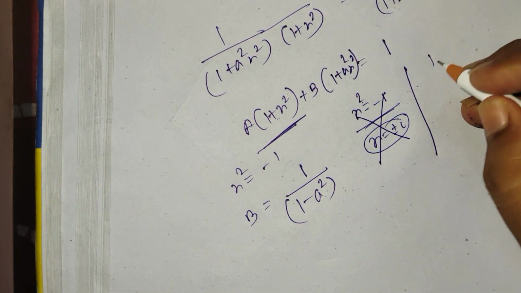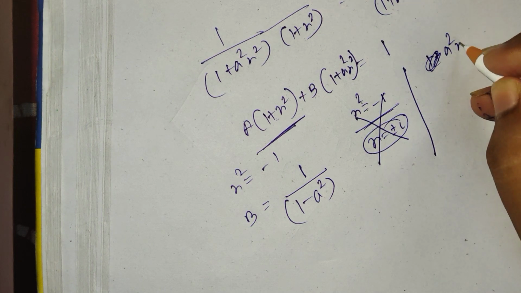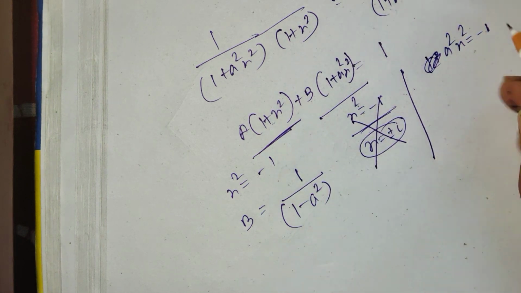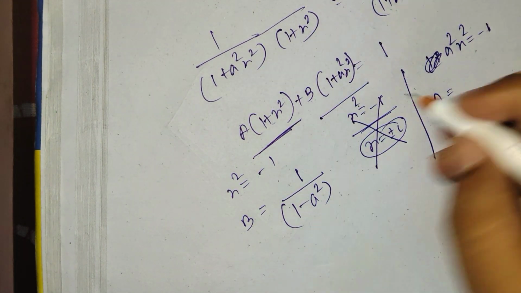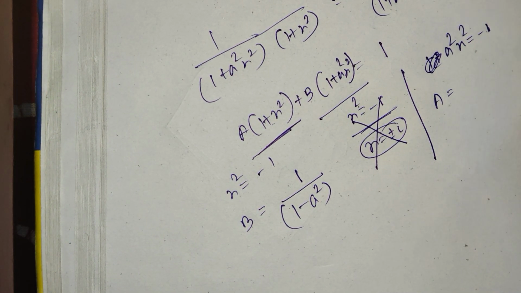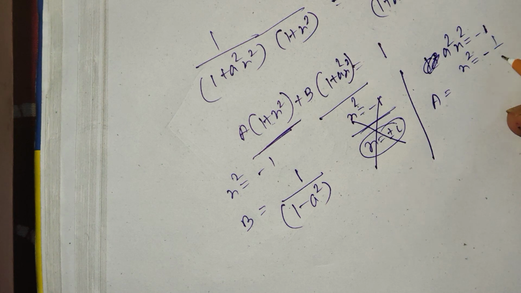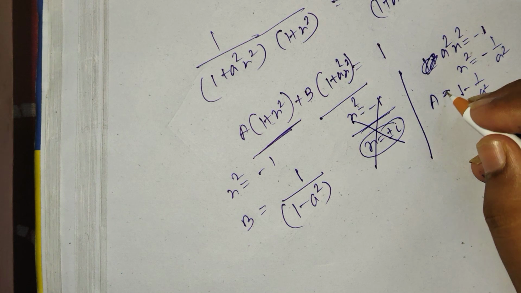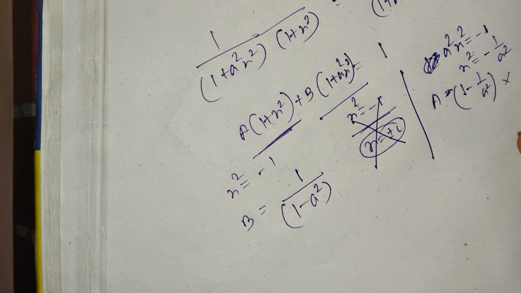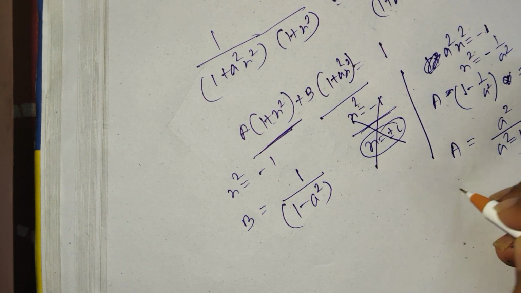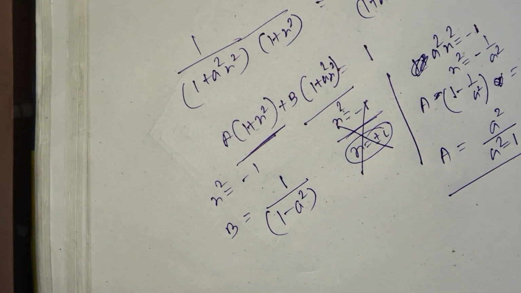And again, if we put 1 plus a square x square equals 0, then the value of x square is minus 1 by a square. We just have to replace it in 1 plus x square, that is 1 minus 1 by a square, and A equals 1. So the value of A is a square by (a square minus 1). Simple step jump, hopefully you can understand.